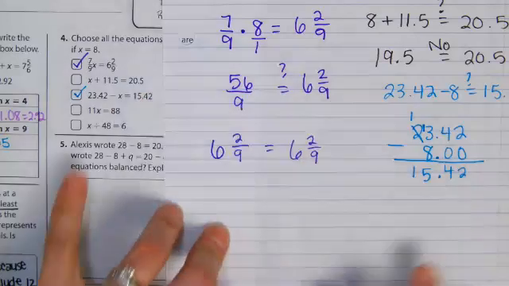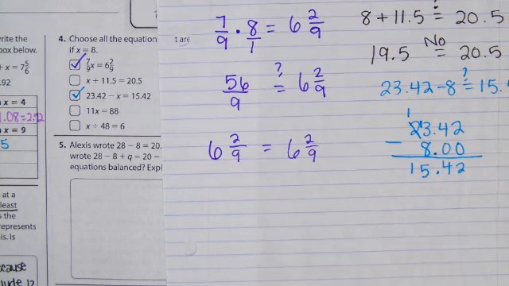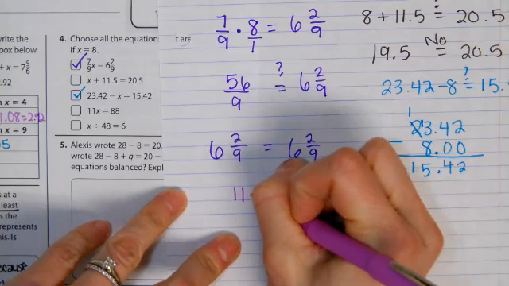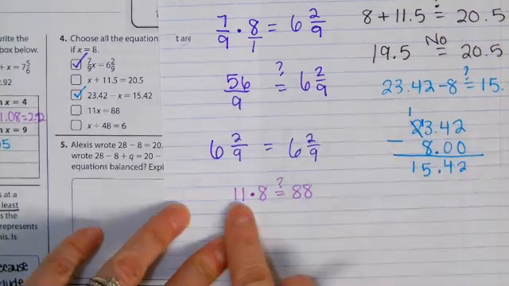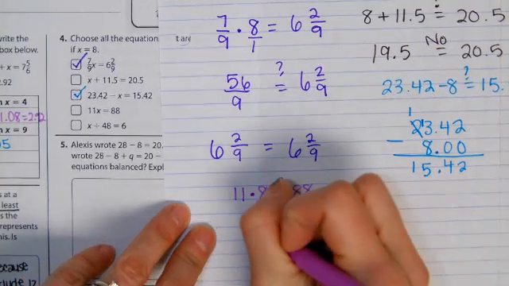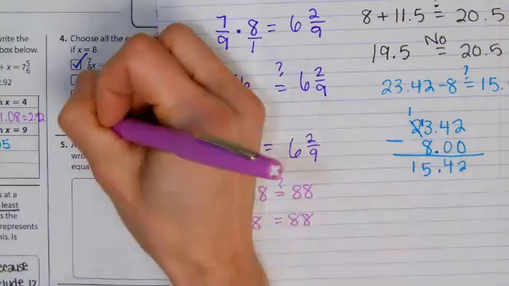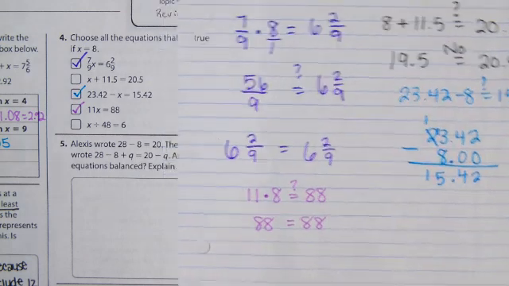All right, again, 11x equals 88. So we're going to put 8 in for x and see if we get the right answer here. 11 times 8 equals 88, question mark. Well, what's 11 times 8? 11 times 8 is 88. So this one we also check.